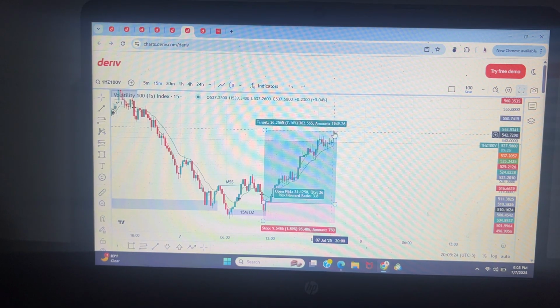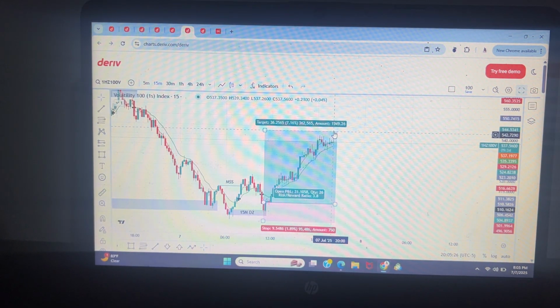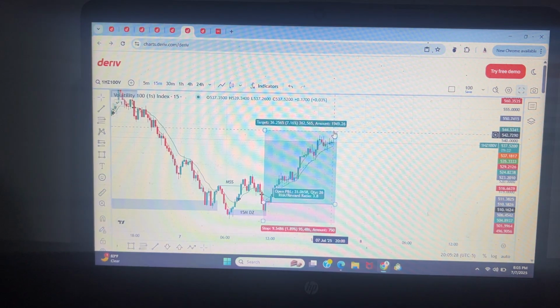If you understand market structure, break of structure, and those things, it's easy for you. If you can spot a break of structure and spot a market structure shift, it's easy for you to find a demand or a supply zone. Otherwise I can call them order blocks too, you see me?